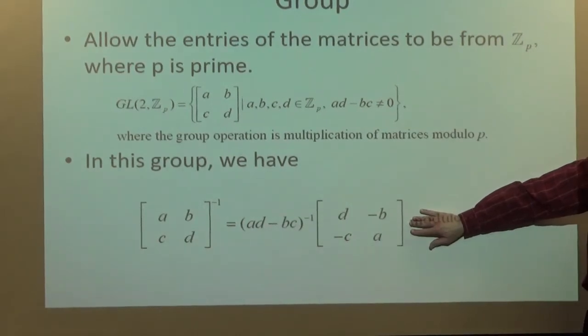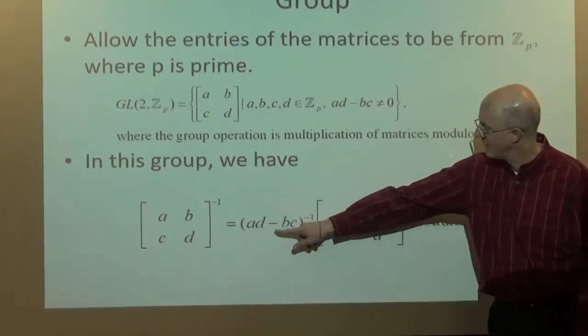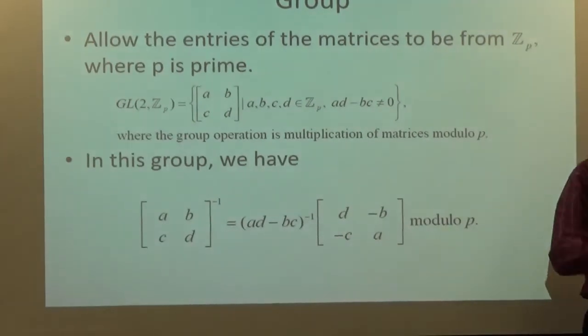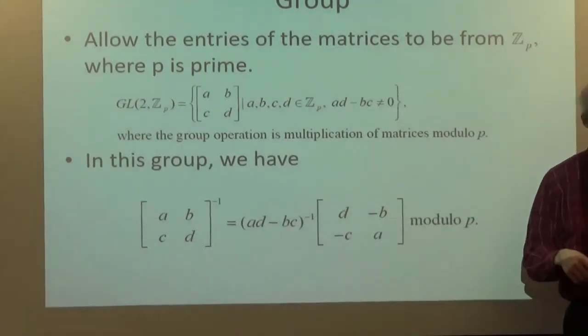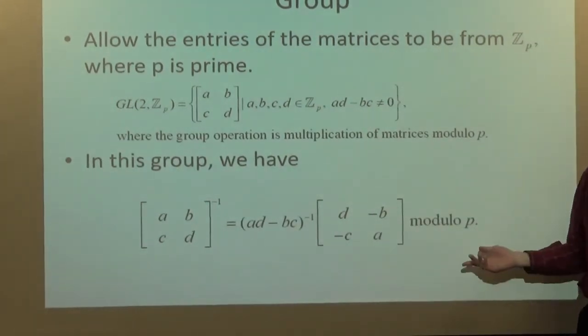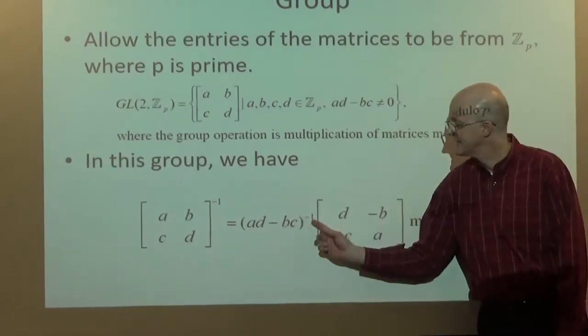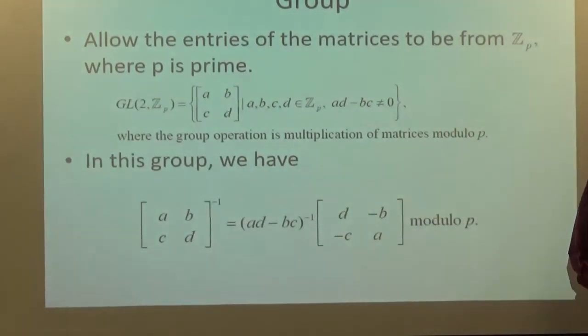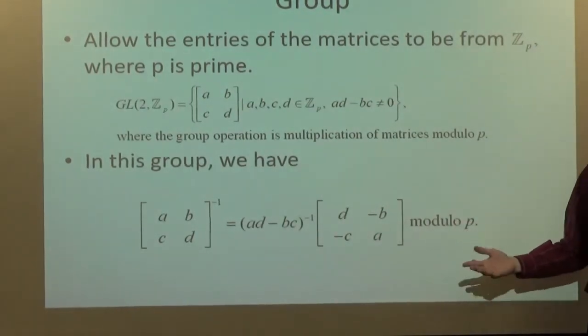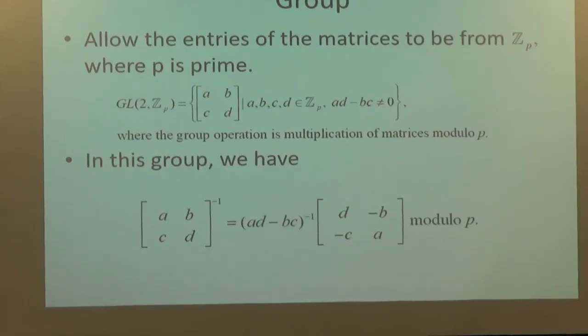If you were dealing with real numbers or complex numbers, you know, this thing to the -1 is really the reciprocal of the determinant of the matrix. Here you don't write it as a fraction, though, because we're dealing with ZP. You write it as the inverse of the element AD minus BC. That would be in ZP. Doing everything modulo P. So I think you had a completion problem like this.